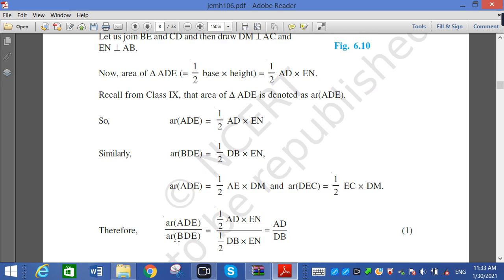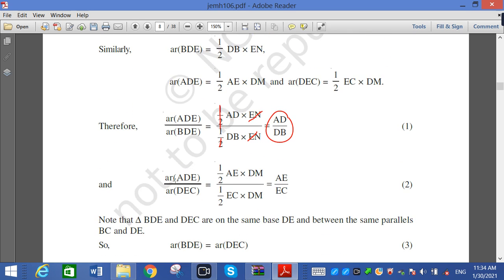So area of ADE upon DBE, half cuts, we can get AD upon DB. Same thing now, area of ADE upon DEC, DM cuts, half cuts, we can get AE upon EC. So that is our proof: AD upon DB is equal to AE upon EC.